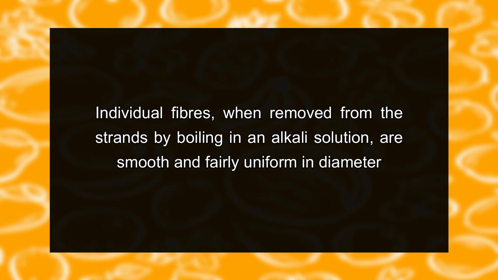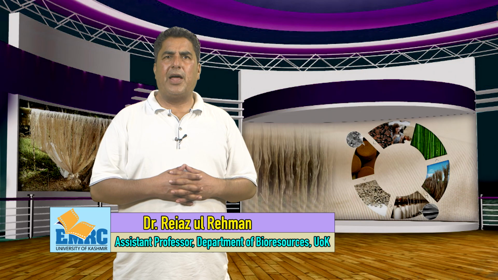The commercial fibers are utilized in the form of strands, and the strands in turn are composed of bundles of individual fibers. Individual fibers, when removed from the strands by boiling in an alkali solution, are smooth and fairly uniform in diameter. The lumens are large in relation to wall thickness. Cross marking is rare, and the fiber tips are pointed and often flat and ribbon-like. The technical fibers are 2 to 4 meters long.